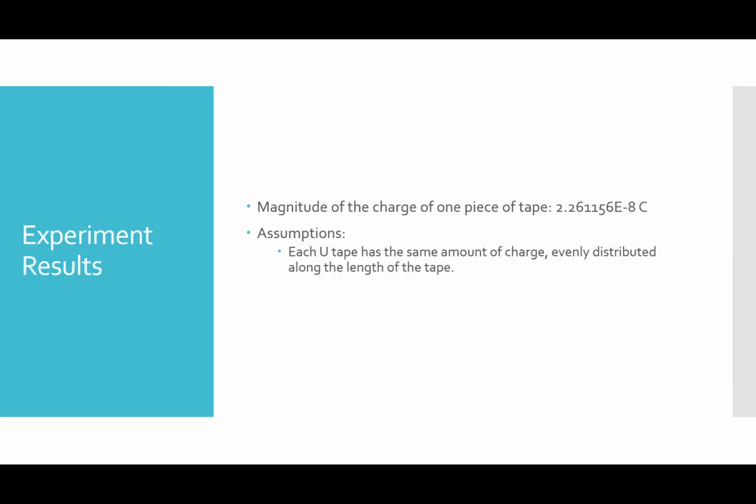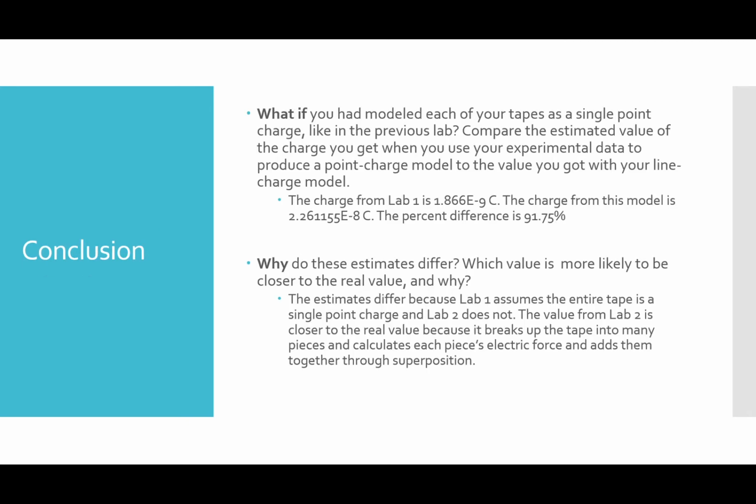So the magnitude of the charge on one piece of tape was 2.261156 times 10 to the negative 8. I found this by starting with my lab 1 value, which was 1.866 times 10 to the negative 9 coulombs, and then did a guess and check until I got the magnitudes of my forces to equal each other. The assumption made was each piece of tape has the same amount of charge, evenly distributed along the length of the tape. So what if I had modeled each of my tapes as a single point charge like the previous lab, and compare the different charges that you've gotten from both labs?